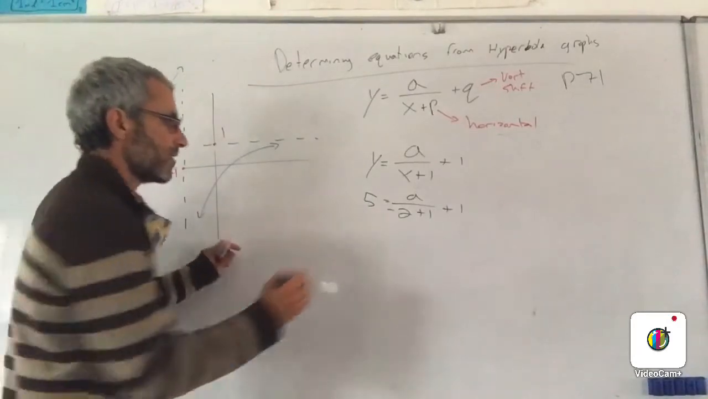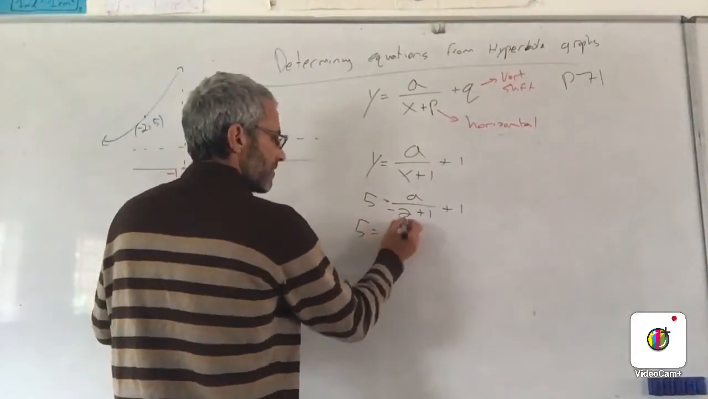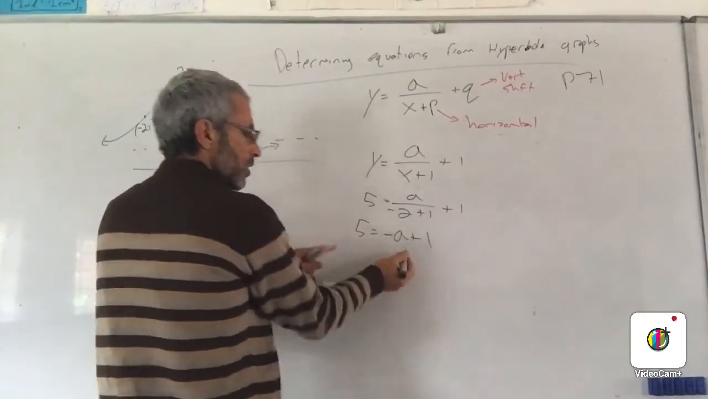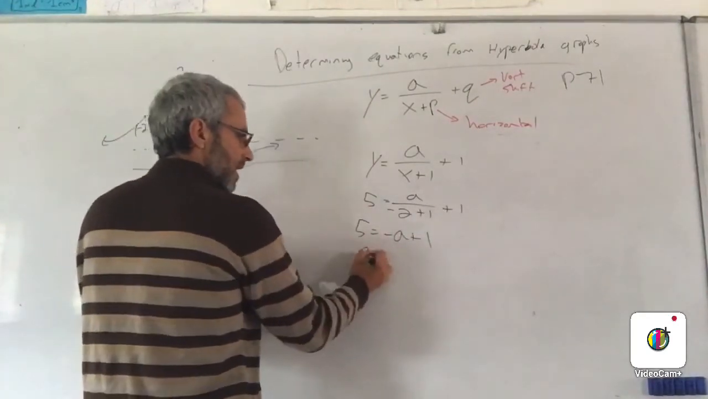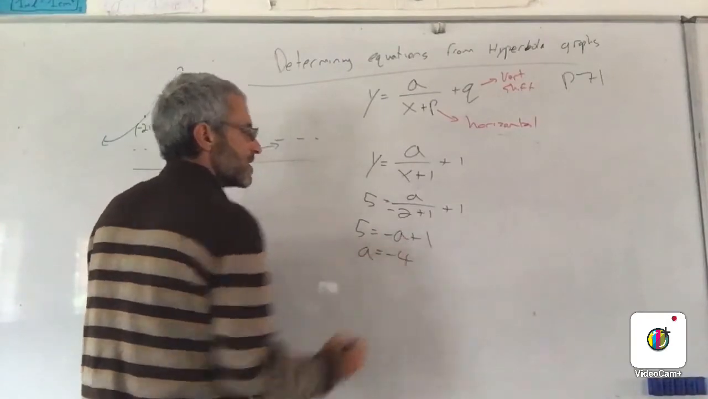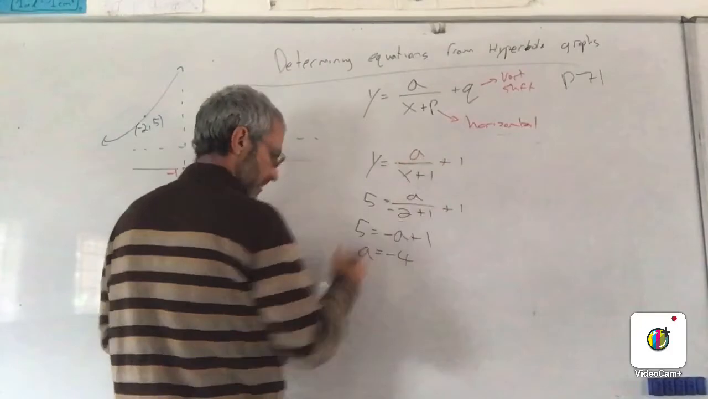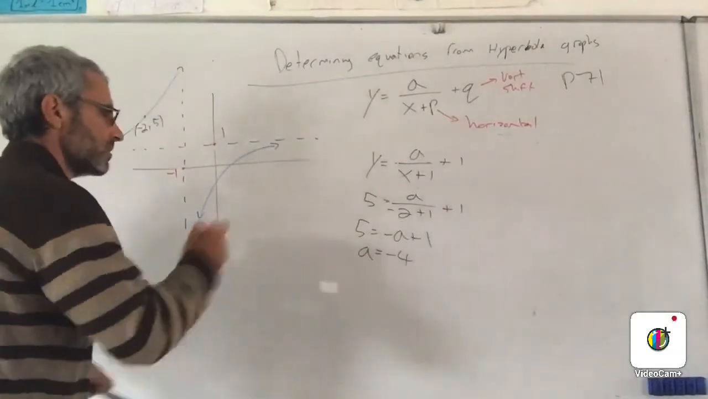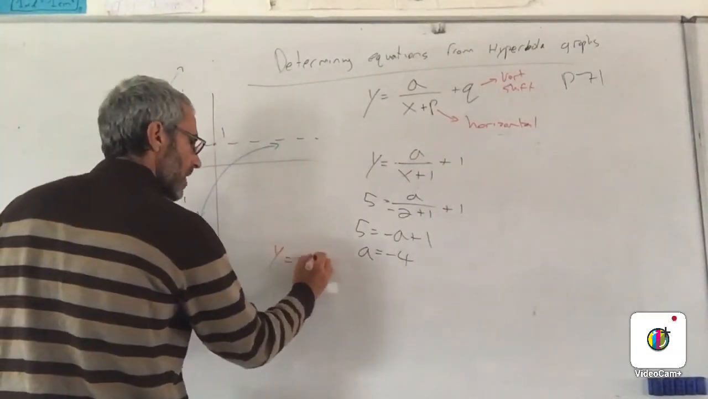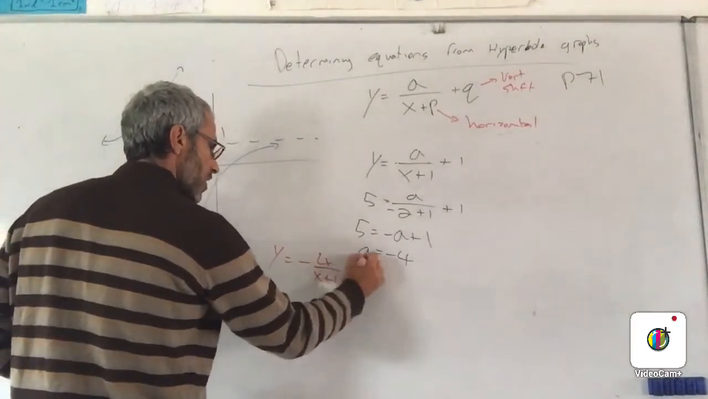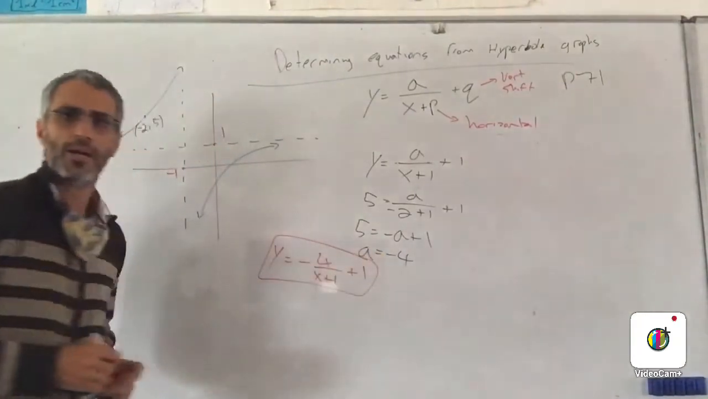Then we rewrite it and say 5 minus 2 plus 1 is minus 1, so it's minus A plus 1. I would put the A to this side, put the 5 to the other side, I get A equal minus 4. And then I'll write it again, don't be lazy: Y equal minus 4 over X plus 1, plus 1. That will be my function.